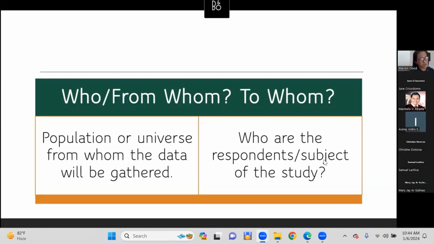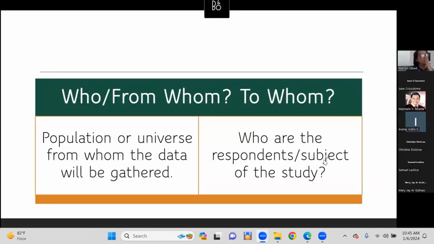And the conclusion that you will give for your sample, for your respondents, will be applied or will be used also in giving conclusion to the total population. But if your sample is not representing the total population, then you should put in your study that the result or the conclusion is based only from your subject or respondents. Okay po?